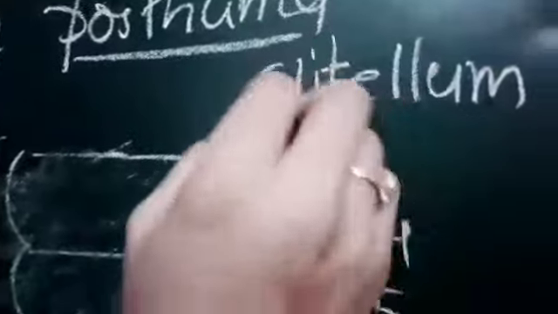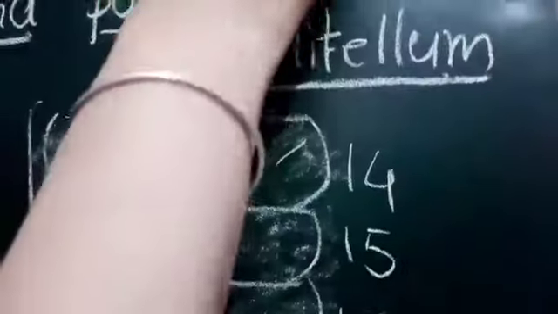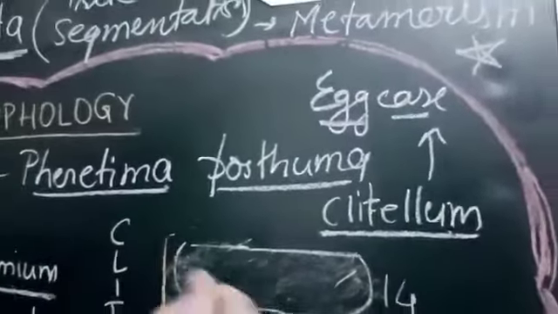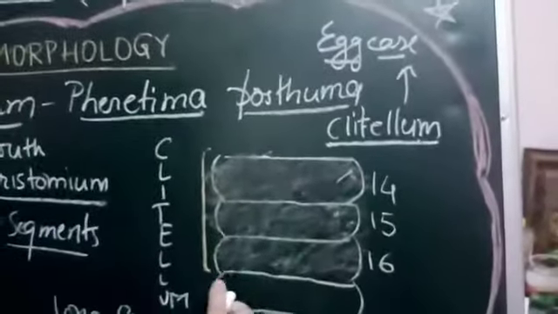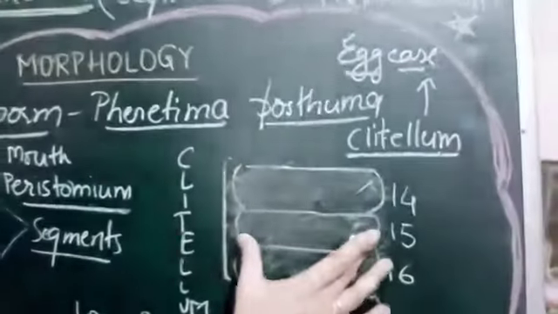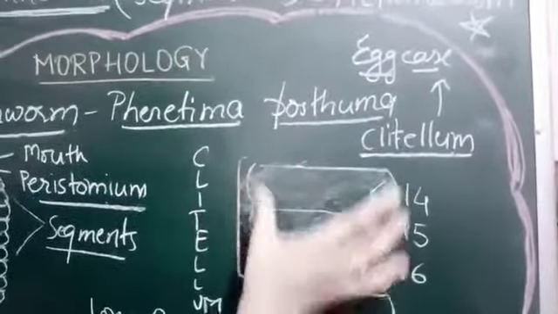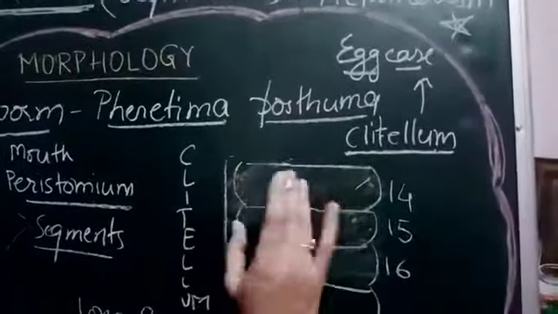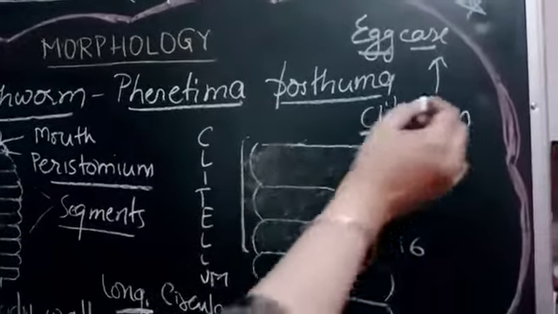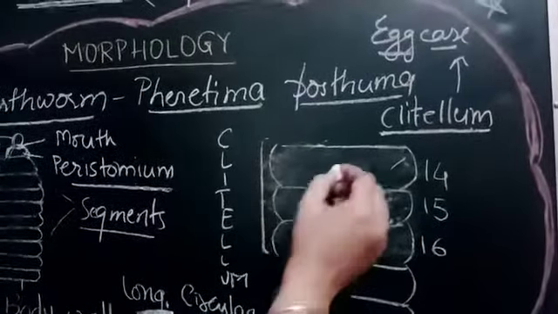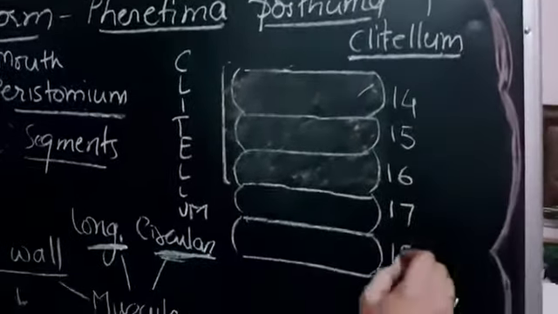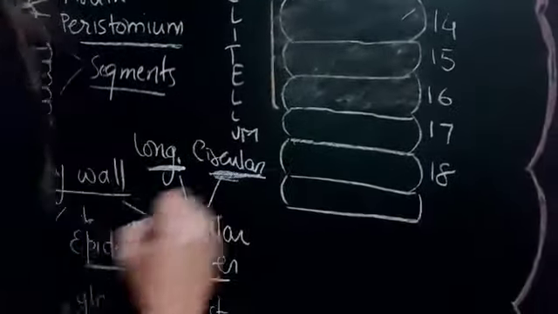Clitellum is responsible for the formation of the egg case or ootheca in which fertilization occurs. This band-like portion is very much visible. When we see the specimen, you will see it in the video also. In the real specimen, in the anterior part, there is a dark brown color band present in the earthworm, and this band is called clitellum. It is responsible for the formation of the egg case. So which 3 segments are involved? 14th, 15th and 16th.